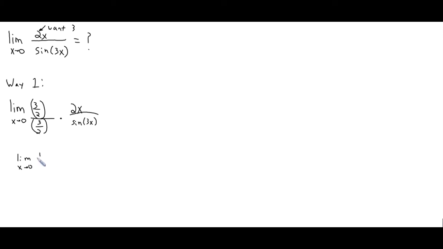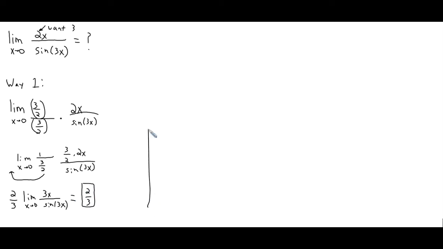So now we have the limit as x approaches 0 of 1 divided by 3 halves times 3 halves times 2x divided by sine of 3x. We will pull that 1 divided by 3 halves out, which just becomes 2/3, right? 1 over 3 halves is 2/3. So 2/3 times the limit as x approaches 0 of 3x divided by sine of 3x, which we know is 1, so 2/3. Let's look at method 2 now.